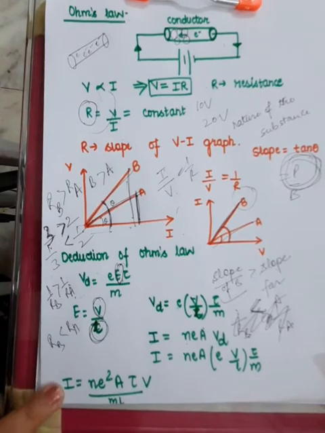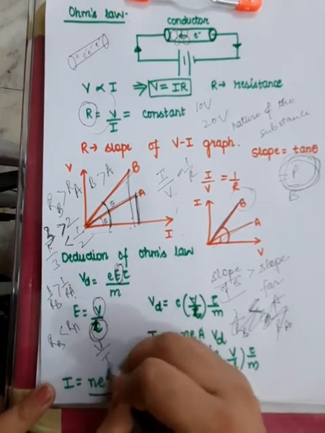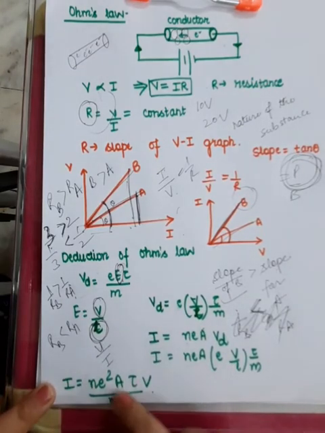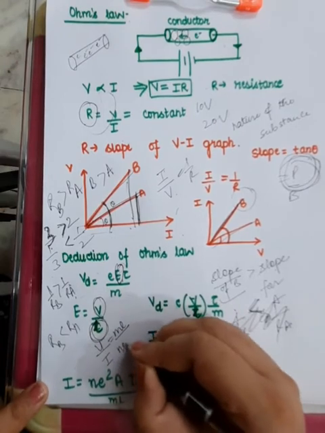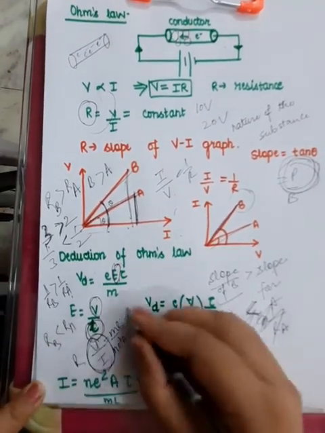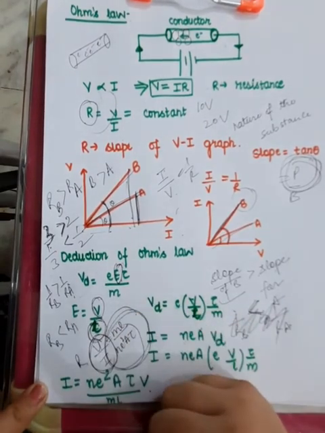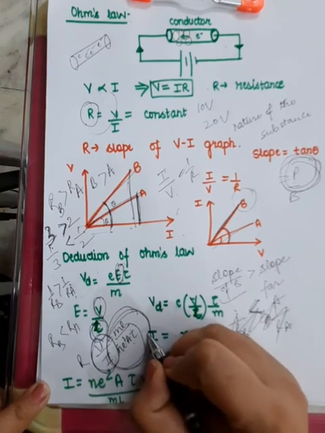Okay, so now what are we going to do? We'll be doing V upon I. Take I here and take this stuff here. So this will be m l divided by n e square A tau. But V by I is nothing but resistance. So this is the value of resistance: m l divided by n e square A tau.